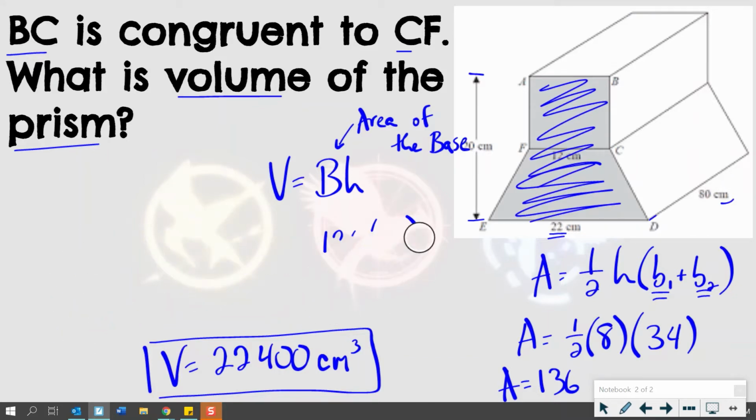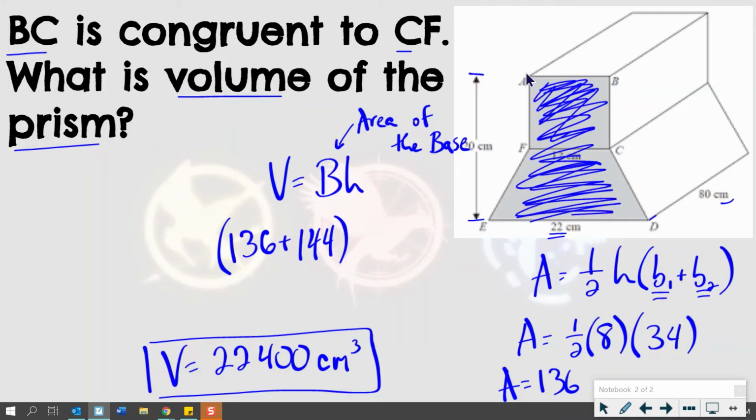So instead of using just 136 there, I would use 136 plus the area of that base, which is 144. So that's the area of this and this together. That whole thing is going to serve as the base of this prism times 80. That would give you the exact same volume there.